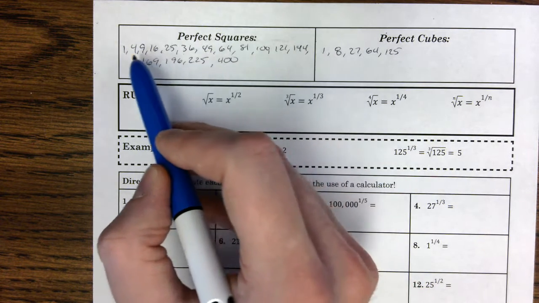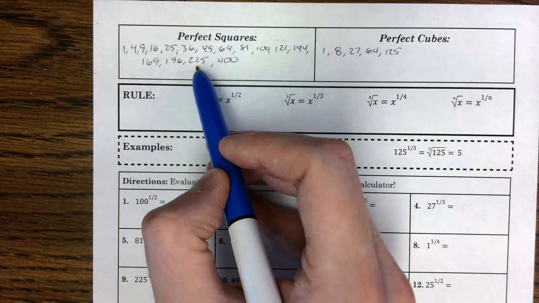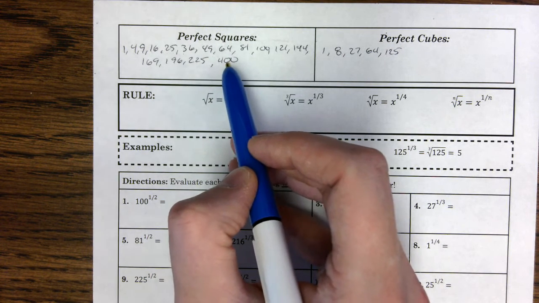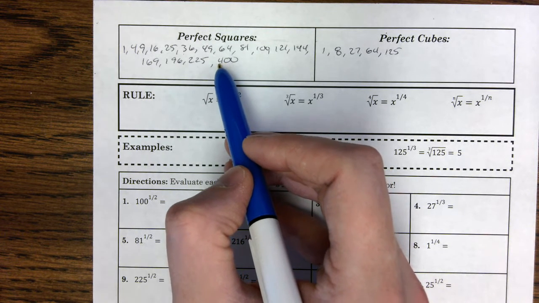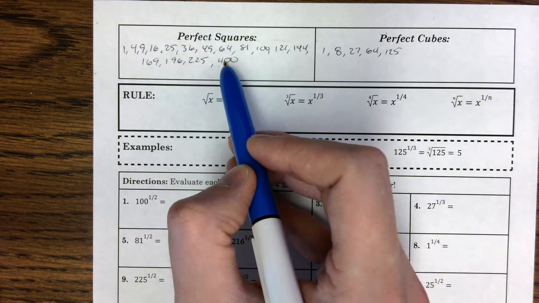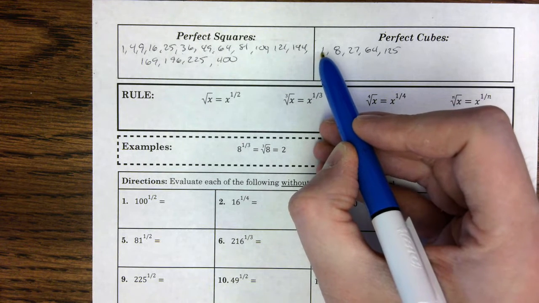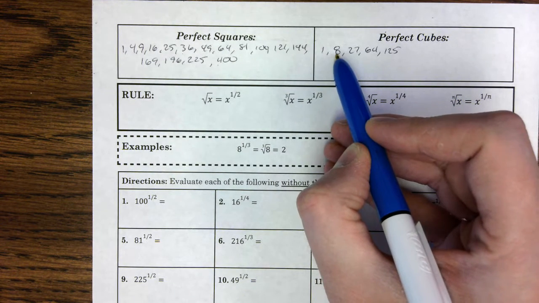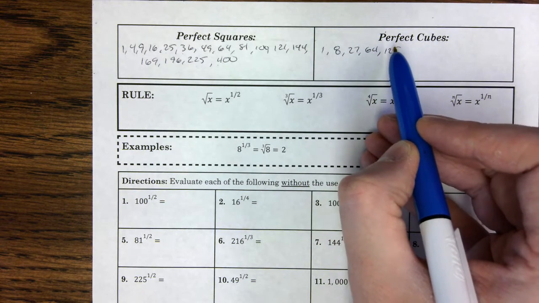Now notice that I went all the way up to 15. 15 squared is 225, so the square root of 225 is 15. Then I jumped up to 400. The square root of 400 is 20. It's the 2, and then another 0, 20. And then, 20 times 20 gives the 2 zeros there. Perfect cubes. Cube root of 1 is 1. Cube root of 8 is 2. Cube root of this is 3. And then 4. And then 5.